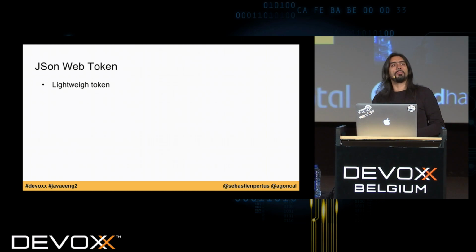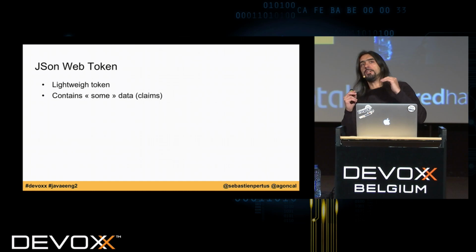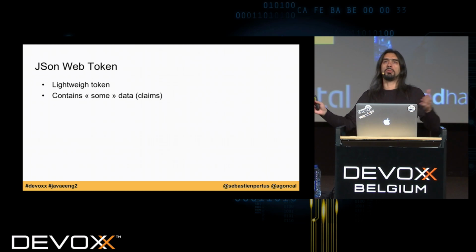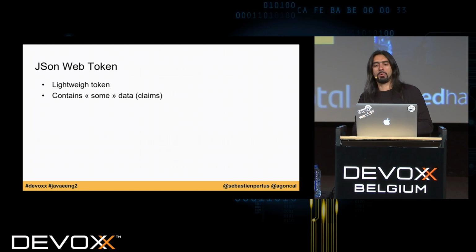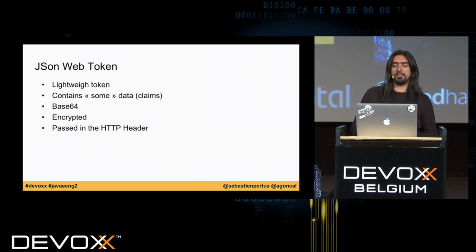And it's not just a pointer. It actually contains data. Do not put a lot of information there. But, you know, the idea is this token will now go in each HTTP header, back and forth. So it shouldn't be 2 megabytes long. So this minimal information that goes in, it's what we call claims. It's encoded. It can even be encrypted. And it's passed in the HTTP header each time.